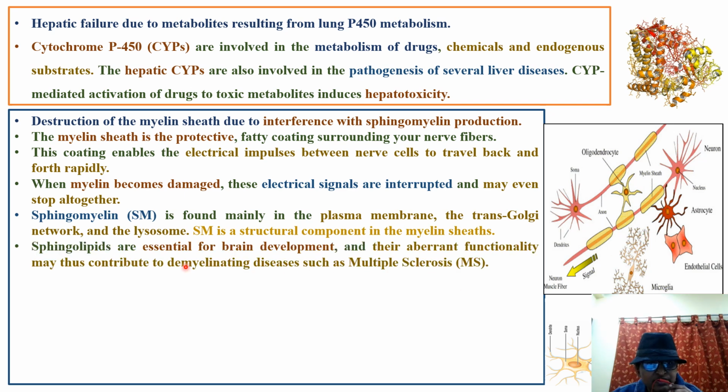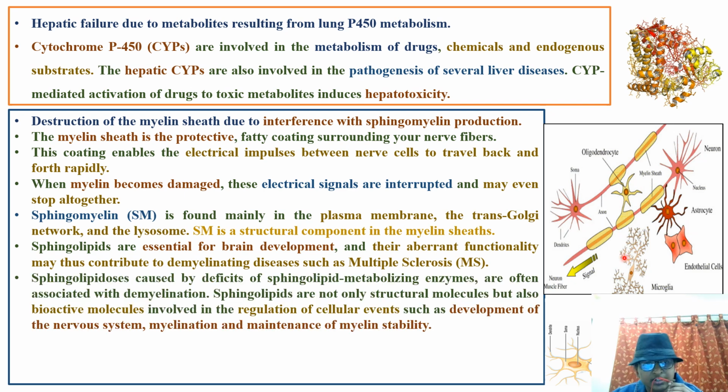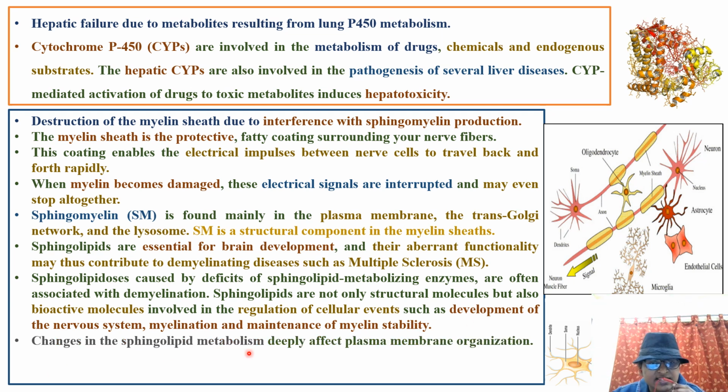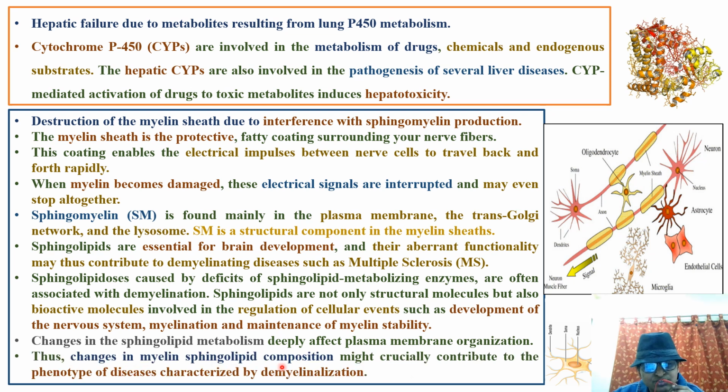Let's see. Sphingolipids are essential for brain development, and their aberrant functionality may thus contribute to demyelinating diseases such as multiple sclerosis, right? Sphingolipidoses caused by deficits of sphingolipid metabolizing enzymes are often associated with demyelination. Sphingolipids are not only structural molecules but also bioactive molecules involved in the regulation of cellular events such as development of the nervous system, myelination, and maintenance of myelin stability. Changes in the sphingolipid metabolism deeply affect the plasma membrane and its organization. The changes in myelin sphingolipid composition might crucially contribute to the phenotype of the disease characterized by demyelination.